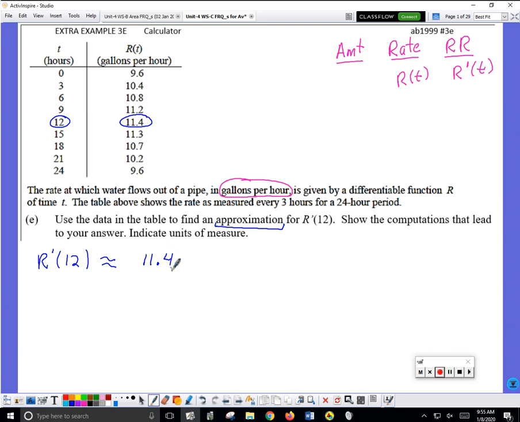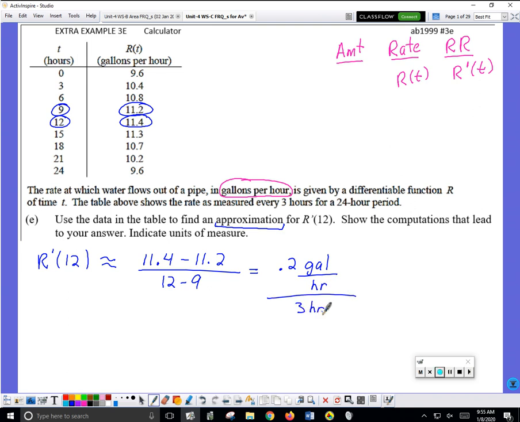But 3 hours earlier, water was only flowing at 11.2 gallons per hour. And that occurred over a 3 hour period. So what I can deduce from all this is, during these 3 hours, the rate of water flow changed by 0.2 gallons per hour. And that occurred over a 3 hour time period.